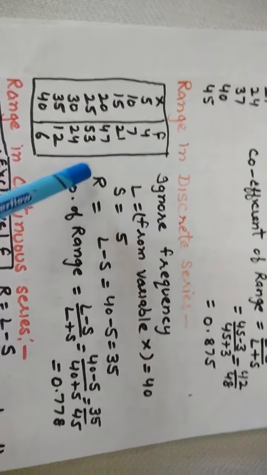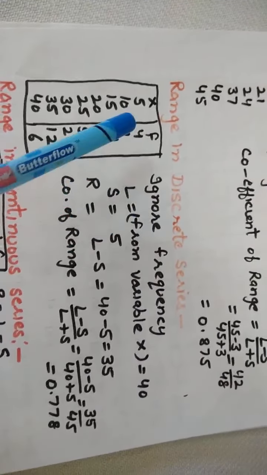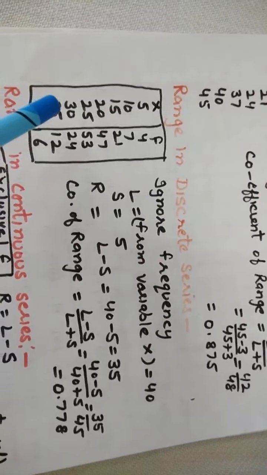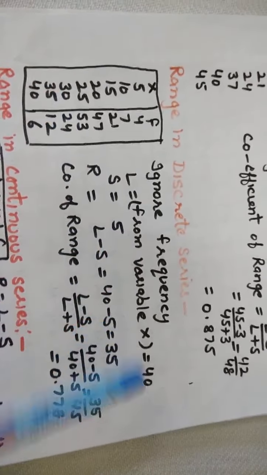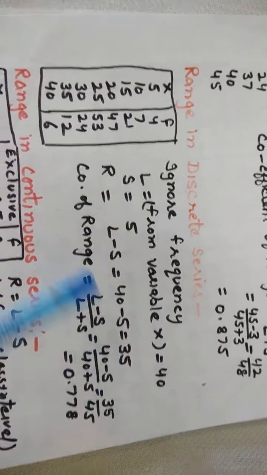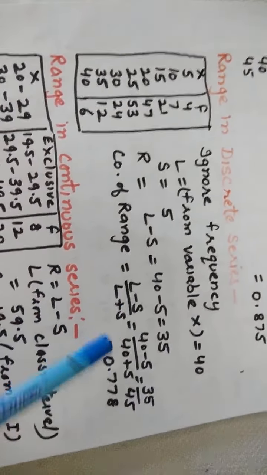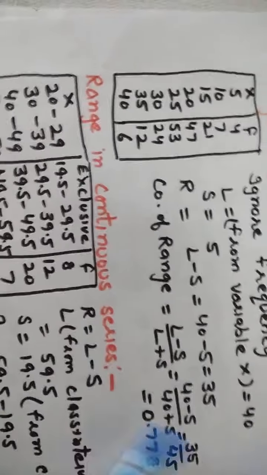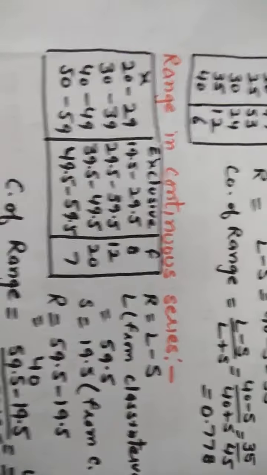Next, when a discrete series is given, this is individual series. When a discrete series is given, means frequency is also given. We ignore frequency, we just take variables. Largest value 40, smallest 5, range is 35, coefficient of range is 0.778.